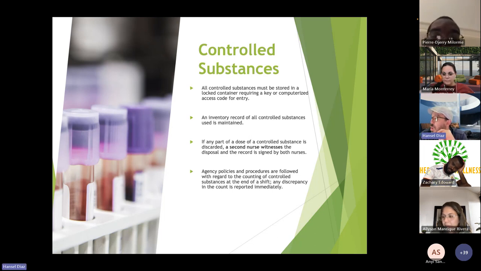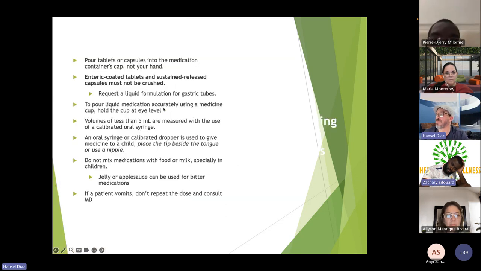An inventory record of all controlled substances is maintained, and you need to know how much you have, and every once a week you need to do a count of those medications. Any part of the dose needs to be wasted and witnessed. And agency policies and procedures are followed with regard to the count of controlled substances at the end of the shift. Any discrepancy in the count is reported immediately. There's no escaping this. Controlled substances is a big deal.